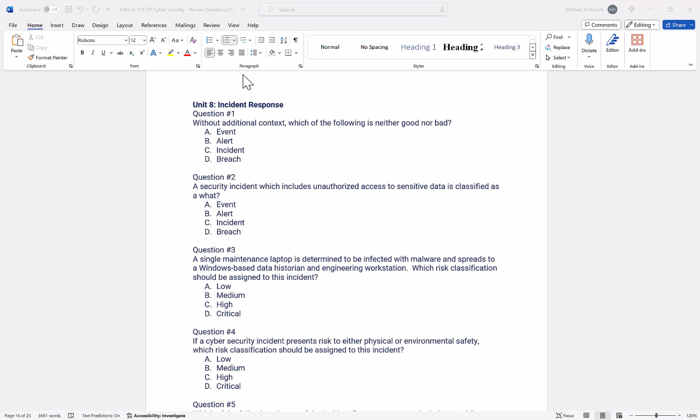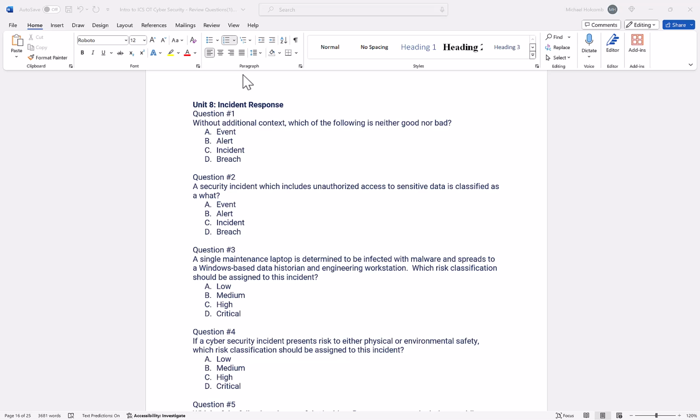Now, question 2, a security incident which includes unauthorized access to sensitive data is classified as what? This is where we talked about the difference between an incident and a breach. In a breach, an attacker has access to sensitive or classified information that's not supposed to be exposed. Once they have access, they could take that data. Maybe you didn't even see a file being copied, but you don't know if they took a screenshot or not. So anytime an attacker has unauthorized access to special sensitive data, that's considered a breach. So D, as in dog.